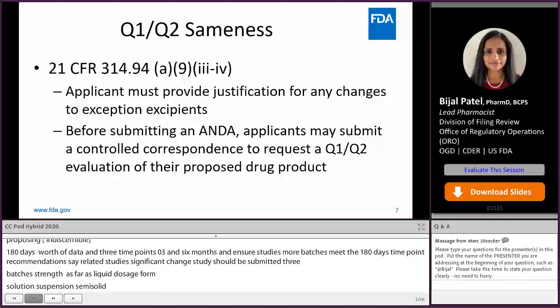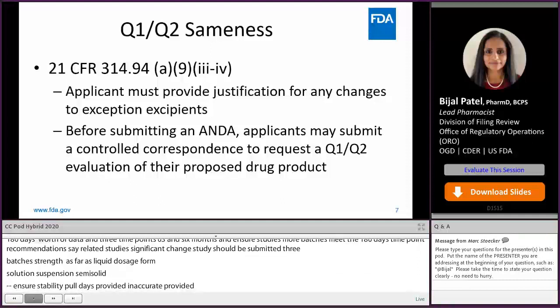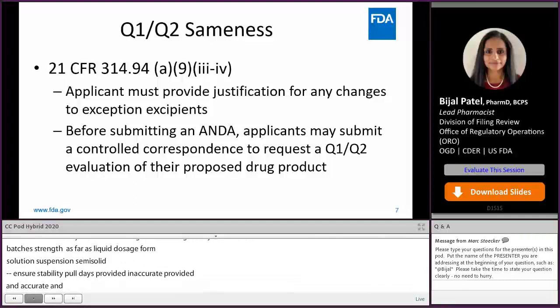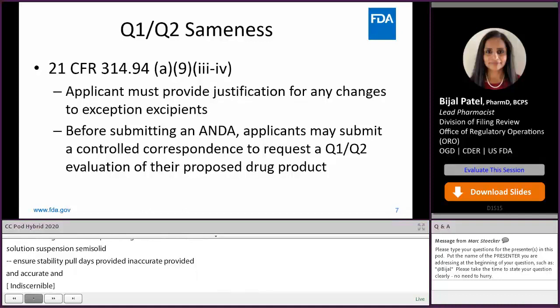Okay, so let's talk about the next common major deficiency related tips. So Division of Filing Review conducts Q1, Q2 evaluation on parenterals, otic, and ophthalmic dosage forms. These dosage forms generally must be Q1, Q2 same to RLD pursuant to 21 CFR 314.94(a)(9), paragraphs (iii) and (iv). Applicants must provide justification for any changes to the exception excipients in your proposed drug formulation. Also, applicants may submit a controlled correspondence to request Q1, Q2 evaluation of your proposed drug formulation prior to submitting an ANDA.